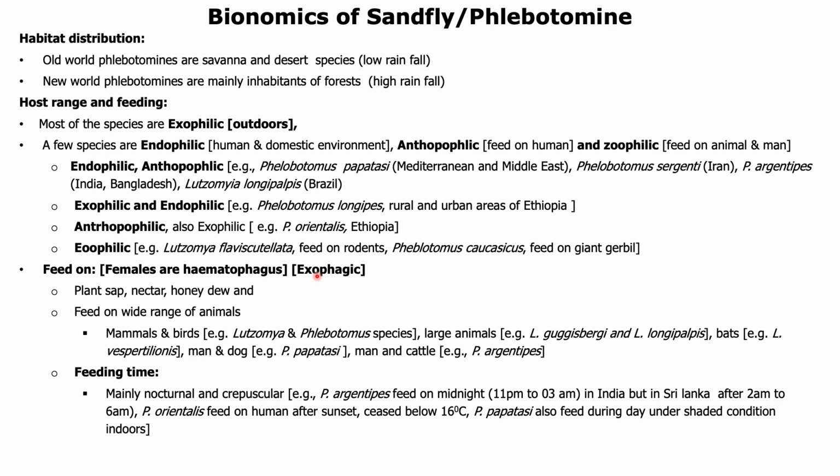Only females are hematophagous, but sandflies feed on plant sap, nectar, honeydew, and blood of a wide range of animals from domestic to wild animals including humans. Feeding time of sandflies also varies depending on different environmental factors and host availability, but most of the species are nocturnal and crepuscular. That is, they feed during the time of twilight to different times of night. Some of the species can feed on the host during day in shaded conditions.